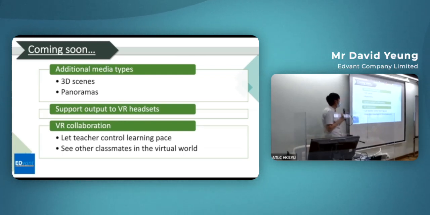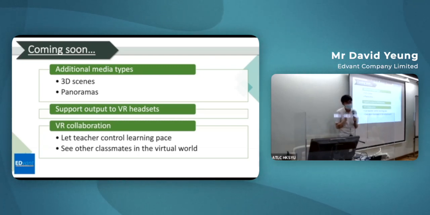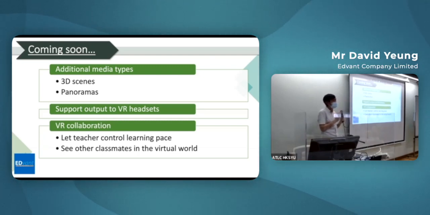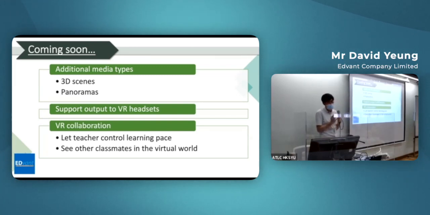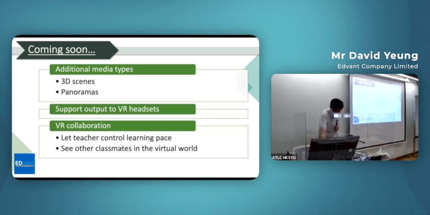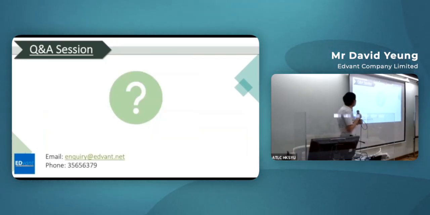And lastly, we also want to support VR collaboration. We want to give teachers more control over the pacing of how students operate this VR module, so that maybe all students will stay at the same place and can listen to the explanation of the teacher. And then we also want to allow students to see other classmates in the virtual world. And yeah, they are currently under development. And let's see whether we can implement it by next year.